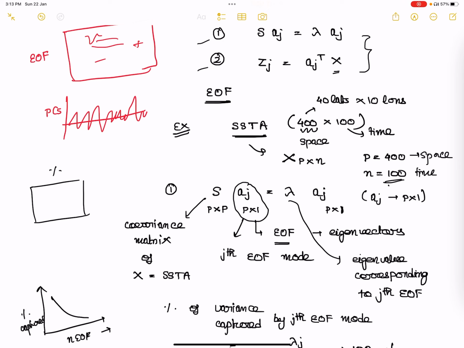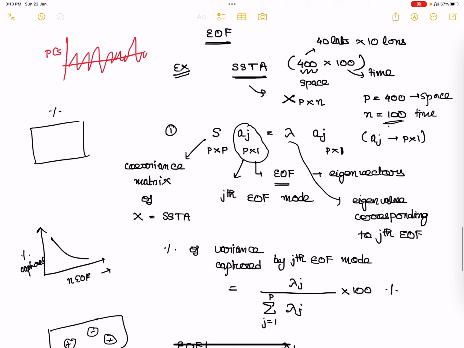If you know this EOF from the first equation and the temperature data is given to you, its transpose times the sea surface temperature anomaly data will give you the PC for that particular component. So this is the background behind what we call the PC time series in meteorological data and the EOF analysis, the empirical orthogonal functions, the spatial map which we see for sea surface temperature anomaly or rainfall, something like that. This is this particular concept.